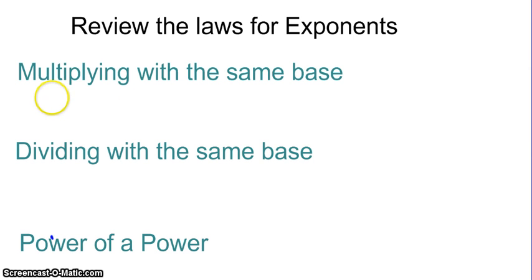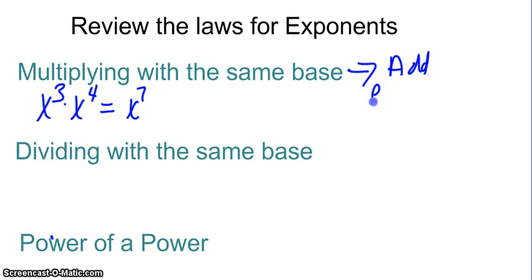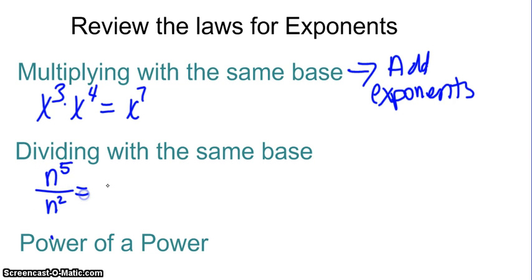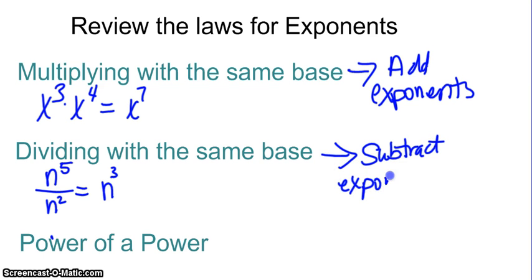When we multiply with the same base, that would be like taking x cubed times x to the fourth, which would give me x to the seventh. The shortcut is we add exponents. When you divide with the same base, like n to the 5 over n squared, that would give me n cubed. The shortcut, you subtract exponents.